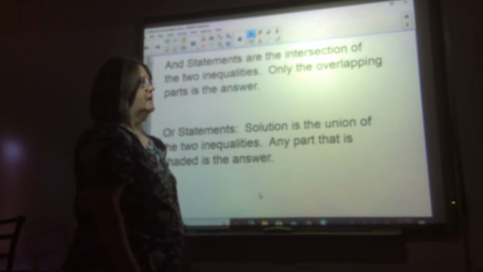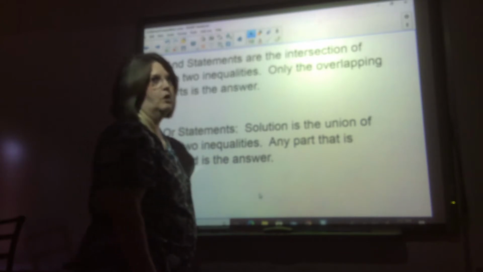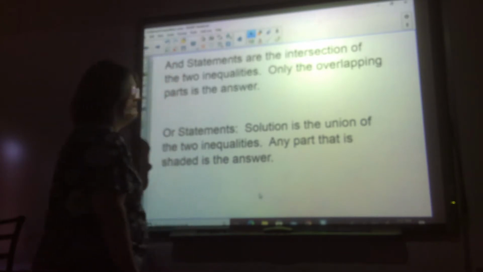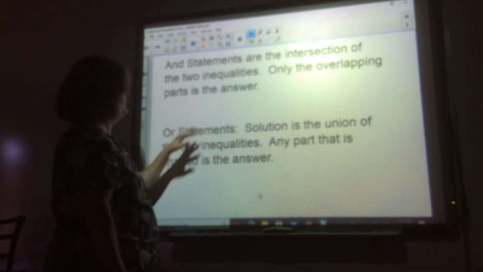The only part that will be a solution will be where the graphs overlap. Only the overlapping parts are the answer. And a lot of this will make more sense when I put it with an example.